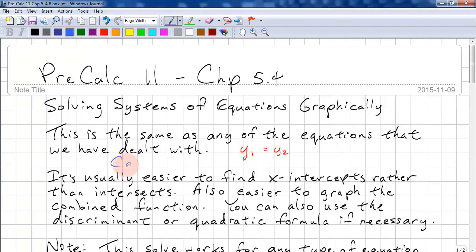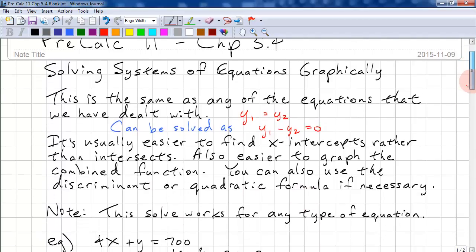However, we can solve it as y1 minus y2 equals 0. In this case, we would look for the x-intercepts rather than the intersects. And it's also easier to graph the combined function. And you can also use the discriminant or the quadratic formula if necessary. And note that we can use this type of solve for any type of equation.